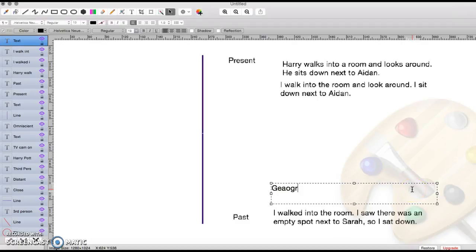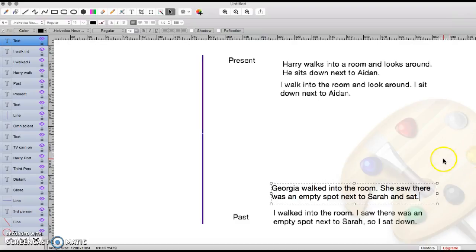We can have, oh my gosh, Georgia walked into the room. She saw there was an empty spot next to Sarah and sat. Okay, so we can do present in either third or first. We can do past in either third or first.